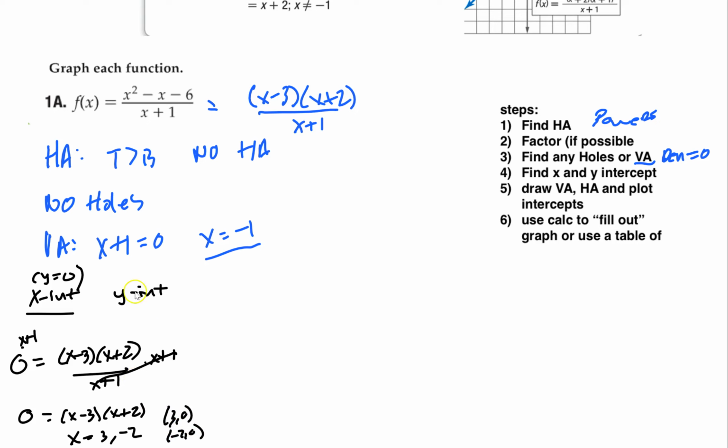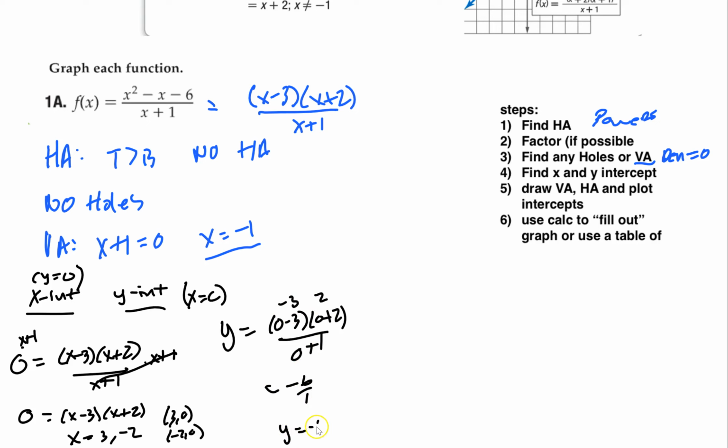Those are my x-intercepts. Y-intercept: we set x equal to 0. So y equals, let's plug in 0 for everything: 0 minus 3, 0 plus 2. It's actually easier to plug into the original function, but I'll skip that for now. And you get negative 3 times 2, so I get negative 6 over 1, or just negative 6. So my y-intercept is at (0, -6). So I have a y-intercept, I have a couple of x-intercepts, I have my vertical asymptote, I have no horizontal, no holes. What do we do next?